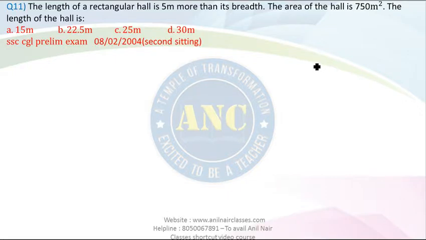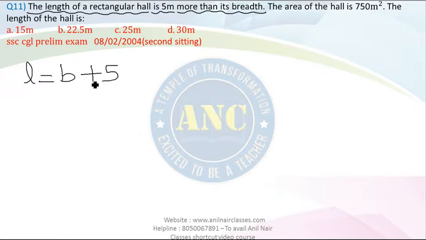Next question. Please see the 11th question. Again a very beautiful question. The question says, the length of a rectangular hall is 5 meter more than its breadth. They are not saying that the length of the rectangle is 5 times the breadth. So it is 5 meters more than breadth. That means length is 5 meters more than breadth. So it is 5 plus b or b plus 5.